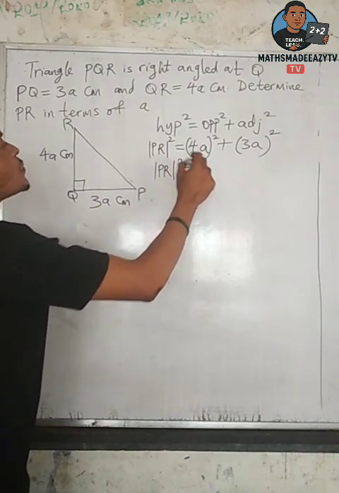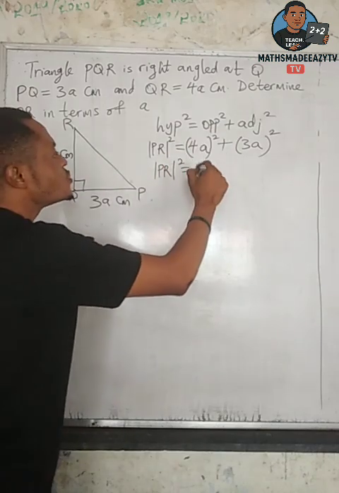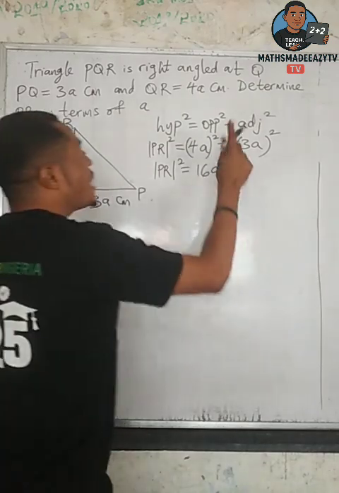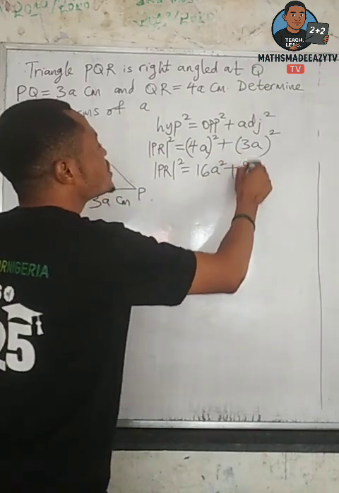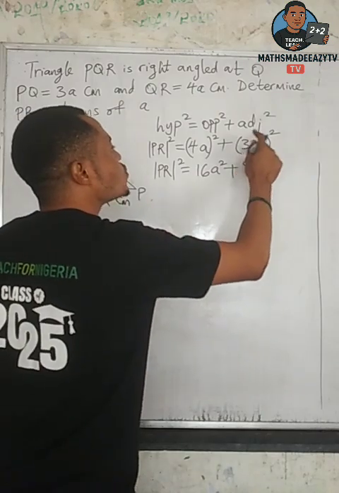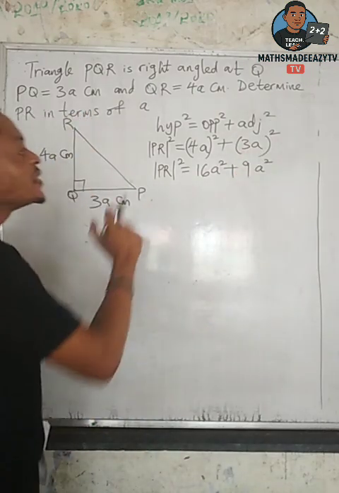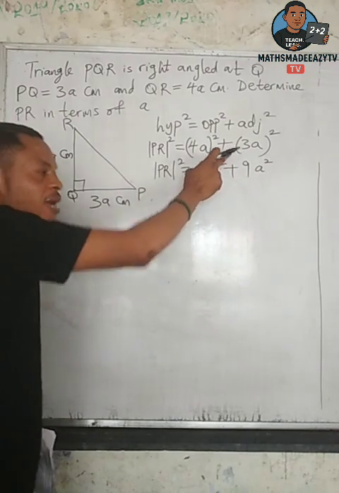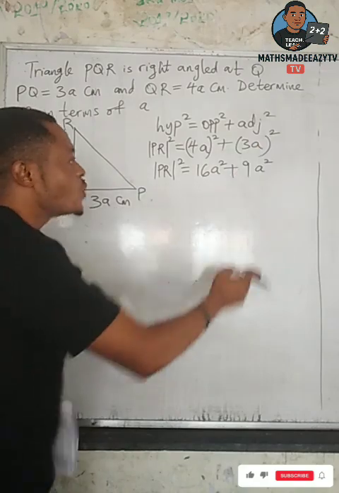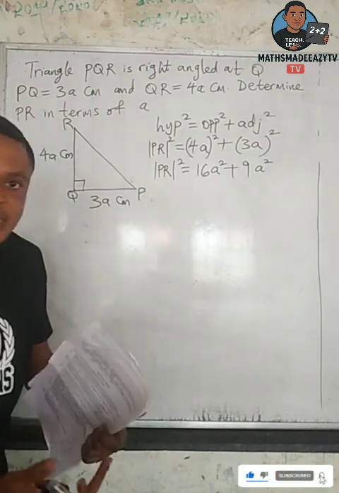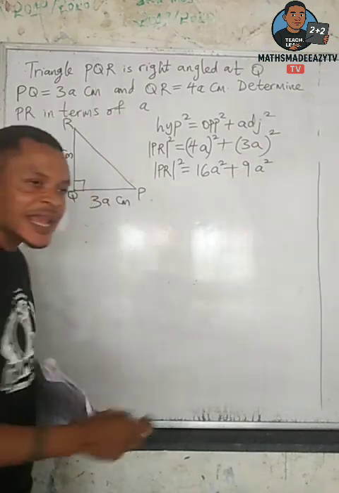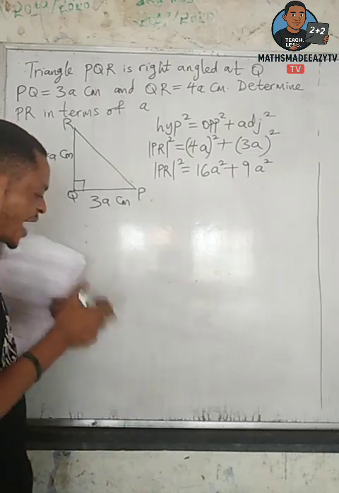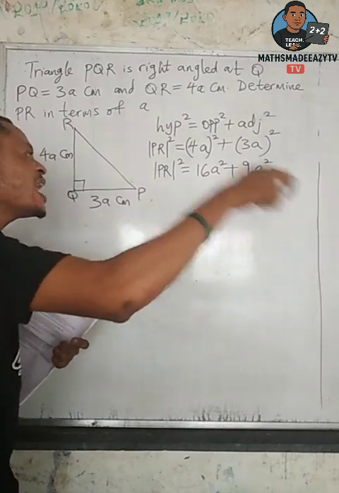So we have PR raised to the power of 2. 4 raised to power 2 will result to 16. A raised to power 2 will be A squared. Likewise, 3 raised to power 2 will give us 9 and A squared. Now the next thing is to add these two together, because we have 16 of A squared and 9 of A squared. So it means A squared in 16 places and A squared in 9 places.